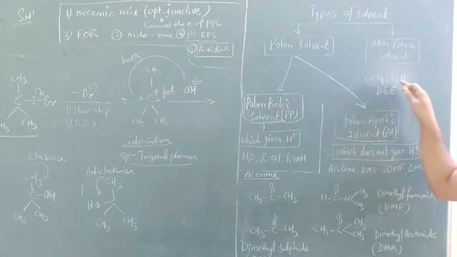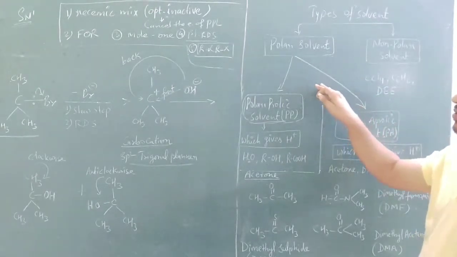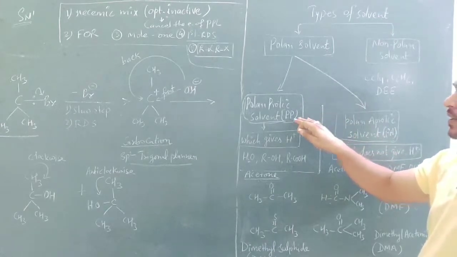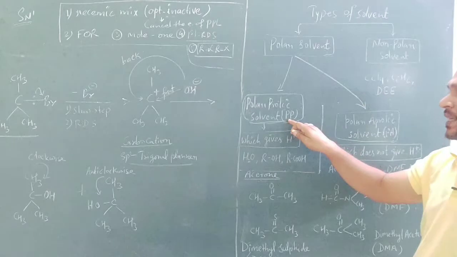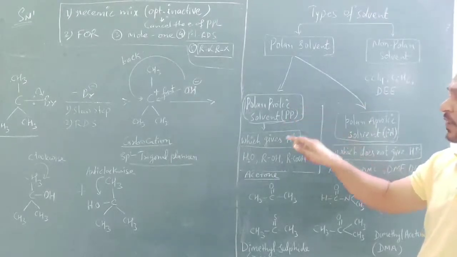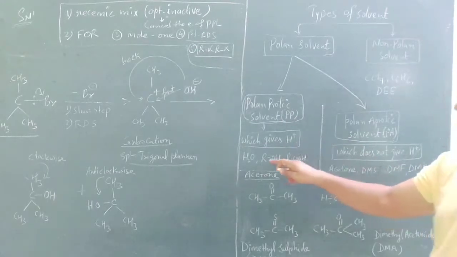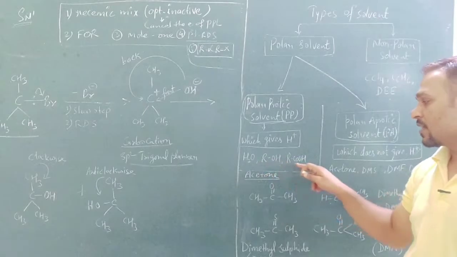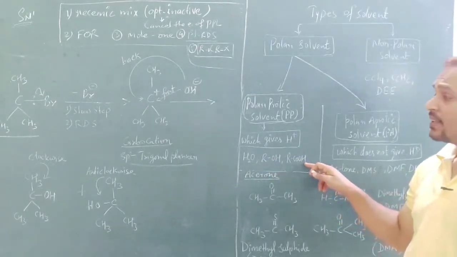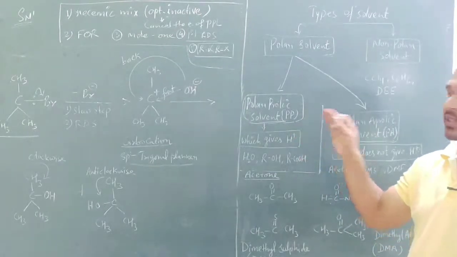On the other hand, if we look into the polar solvent, it is again categorized into two categories. The first one is polar protic solvent, which is represented by PP, polar protic. What are polar protic solvents? Which give protons or H plus ions, right? Say for example, water, ROH, RCOOH, that is water, alcohol, acid, acetic acid. They are polar protic solvents because they give H plus ions or protons.